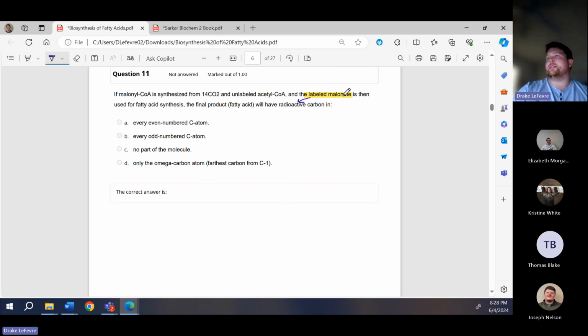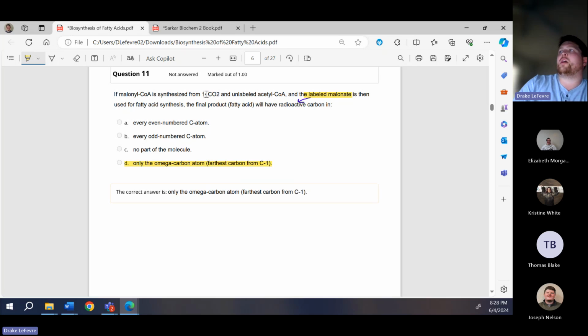So malonate is then used for fatty acid synthesis. The final product, fatty acid, will have radioactive carbon in it. Honestly, I could see him throwing this as a question. This really doesn't get talked about a ton. It's really more about understanding the whole process and the whole steps.